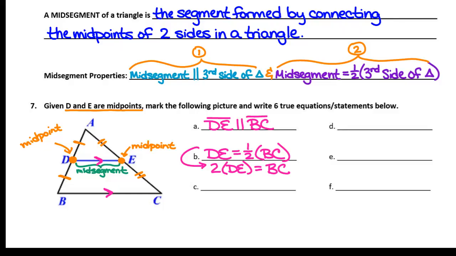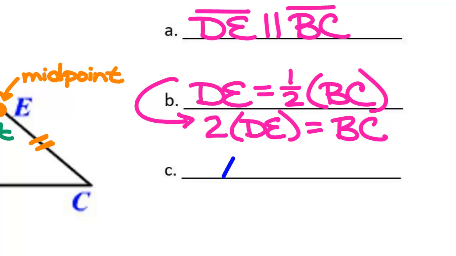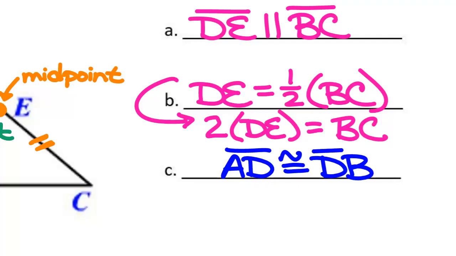I need to come up with 4 more things that I can say about this picture. Well, we said that D is a midpoint, right? So what's something that I could say about side AB? Like, what do I know about AD and DB? Yes, segment AD is congruent to segment DB.